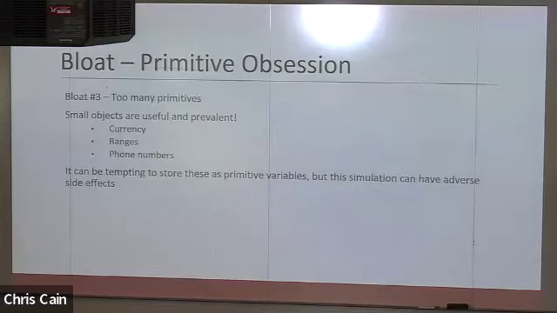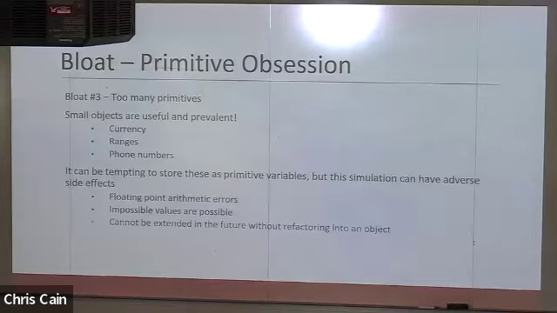So all of these could be stored as primitives. But you will find that you end up with things like floating point arithmetic errors, and you always have to worry about dividing by 0, for instance. You could write a single divide by zero logic that works with your object, and then wherever you use the object, you don't have to duplicate a check: is it 0? Is it 0? Is it 0? It would be embedded in that object. You'll find that sometimes you can't extend it into the future without refactoring of some kind.